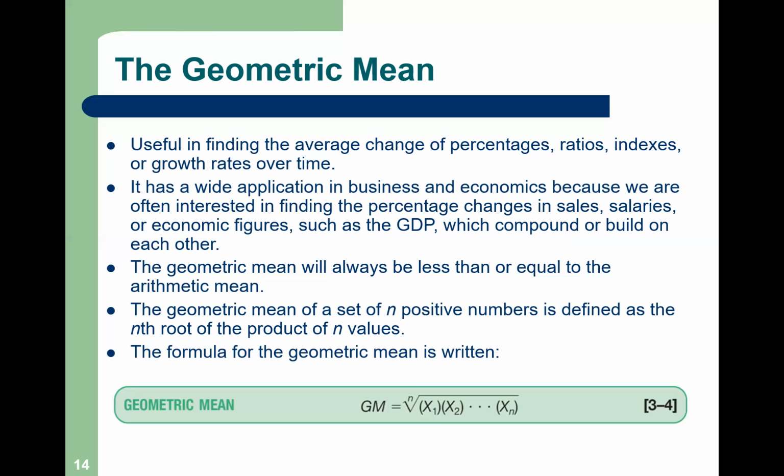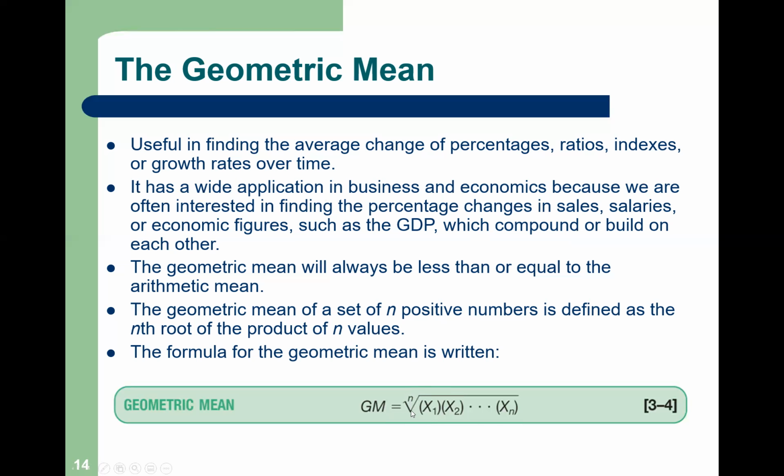So the geometric mean of a set of n positive numbers is defined as the nth root of the product of n values. When we take the root, the n represents the number of values. Usually we take it as a square root, which has a value of 2, but here the value of this root would be equal to the number of values. If we have four values, n would be 4, if we have seven values, n would be 7, and if we have two values, n would be 2.